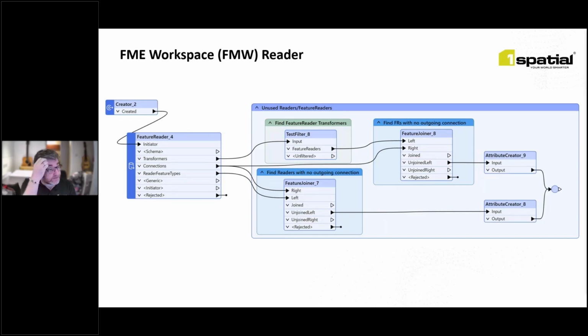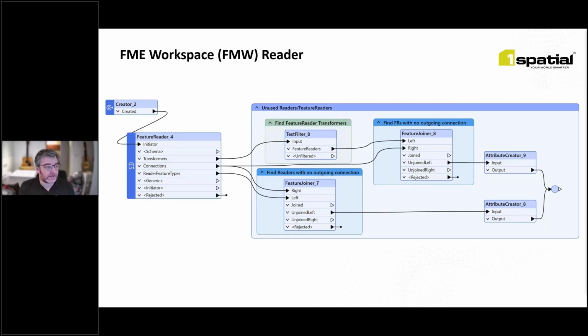And essentially this workspace is just trying to find all of the readers and feature readers with no outgoing connection. So we're testing on the transformers to say, are you a feature reader? Yes, feed it through to the feature joiner. And the joiner is joining against those connections and trying to find any that don't have any connections, which is the unjoined left. And the same below on the bottom half, it's reading in the reader feature types, because these readers aren't transformers.